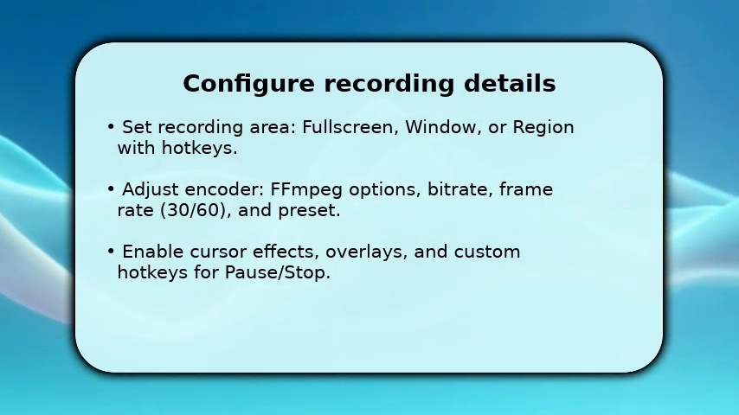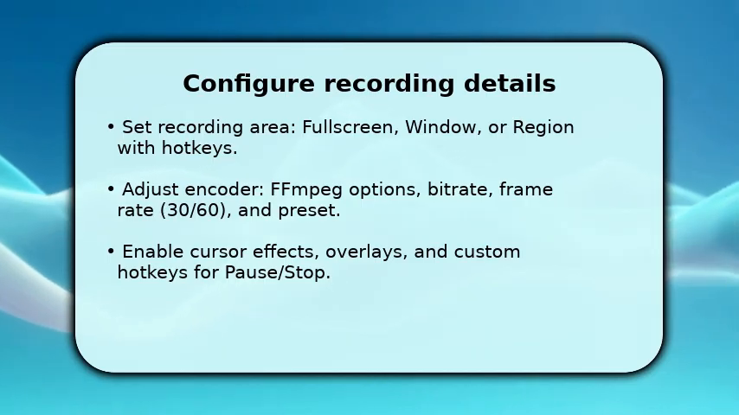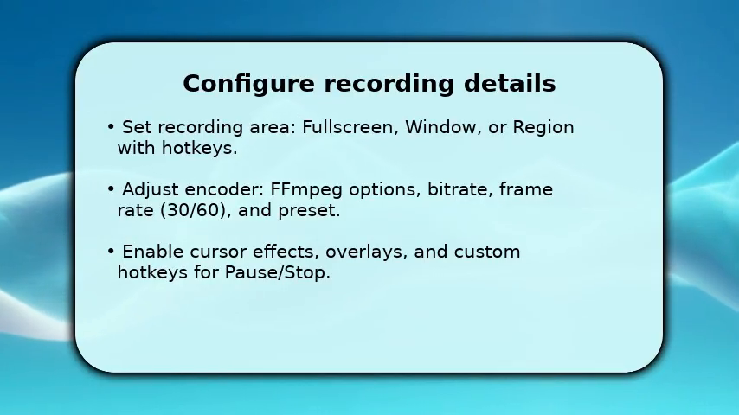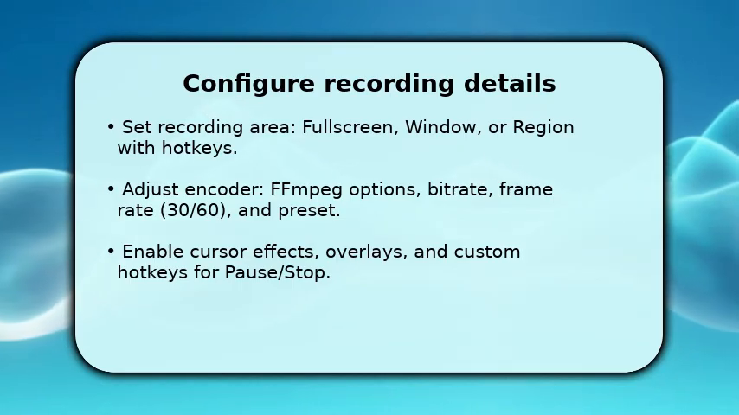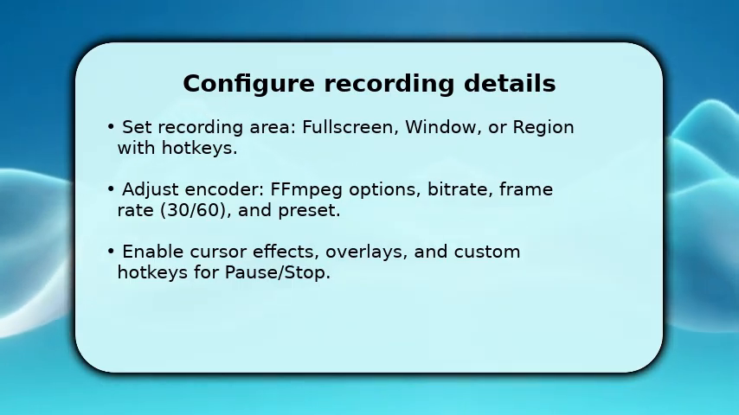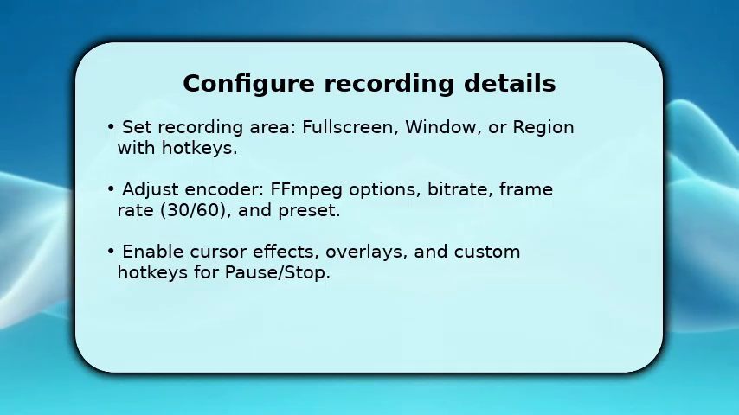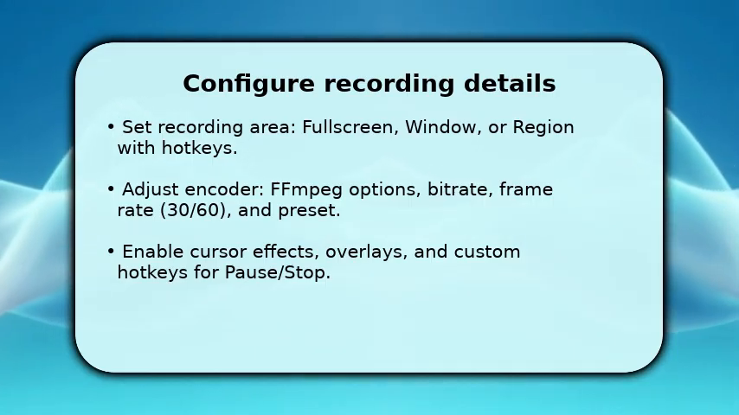Next, open the FFmpeg settings to adjust encoder, bitrate, and frame rate. Higher bitrates preserve quality but increase file size. Enable cursor highlights or keystroke overlays when demonstrating actions so viewers follow easily. Once configured, save the profile for repeated recordings.